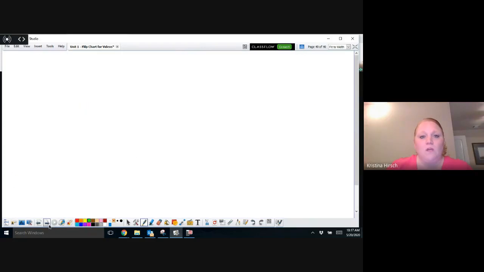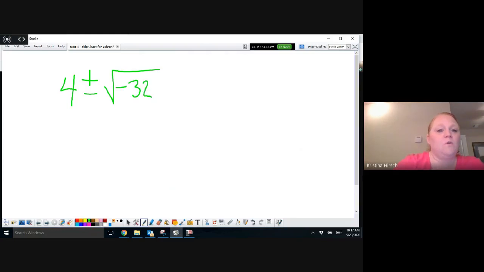I did want to show you one more thing, just in case you get an answer that looks like this. So what would happen if you got something like this? 4 plus or minus the square root of negative 32 over 2, something like that. All right. I would know because the discriminant is negative that I would have imaginary solutions. But depending on whether or not you have a calculator or not, you may have to break that down, right?